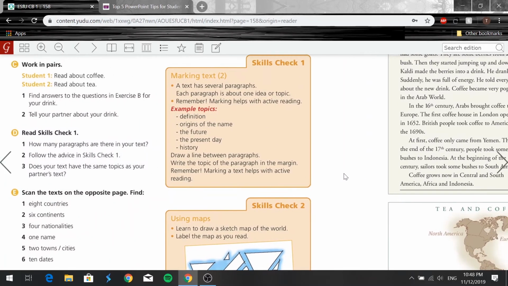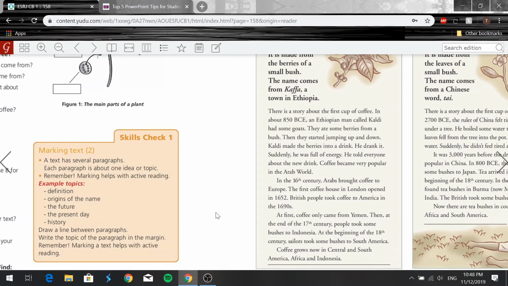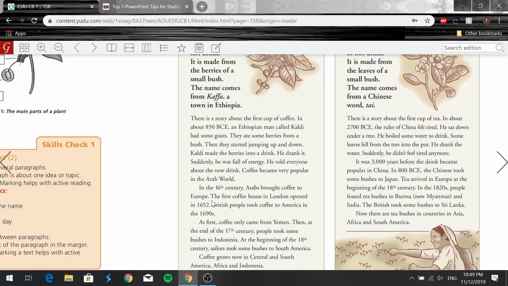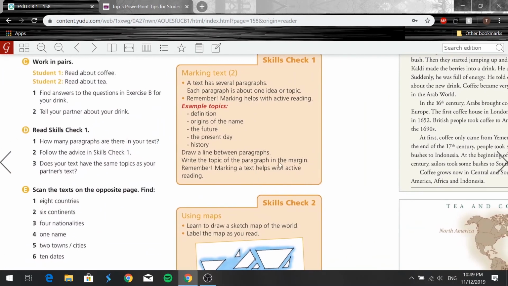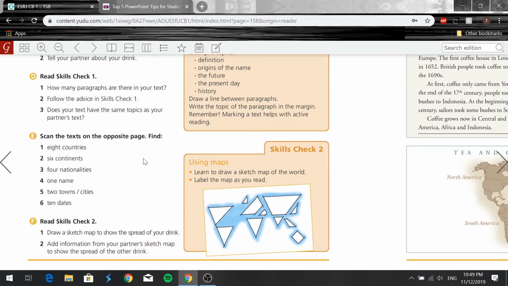Okay, what else do we need? We need 10 dates. Okay, interesting. So for dates, for coffee, we have about 850 CE. We have the 16th century. We have 1652 right here, 1690, the 17th century, and the 18th century. Okay, now let's go to tea. We'll say 2700 BCE, 800 BCE, the 18th century, and 1820. Okay, these are 10 dates. Do we have anything else? I think that's it. Yeah, so that was reading, you guys.